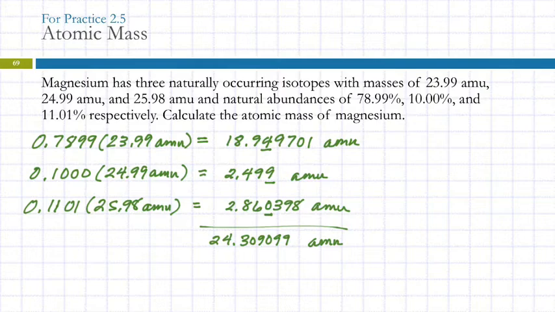How many significant figures? Well, what are we doing? We're adding. So when we're adding, we're comparing fewest decimal places. 2 decimal places, 3 decimal places, 3 decimal places. 2 is the smallest, so our answer should have 2 decimal places. And so we should round that to 24.31 atomic mass units.